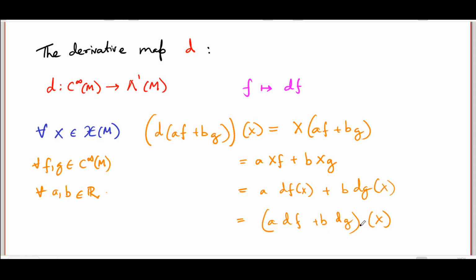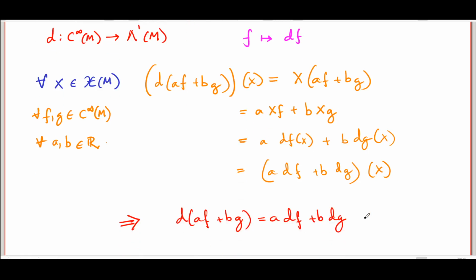And since this works for all X, this is an equality of the covector fields themselves. d of af plus bg must be a df plus b dg. In other words, d, this operator which maps functions into differential forms, is a linear operator. Now this result should seem very obvious to anybody who has studied a bit of calculus, but you should realize that this d is actually acting in a slightly different setting from the d in calculus on R^n. However, the beauty of all this is that the same results ultimately work out.